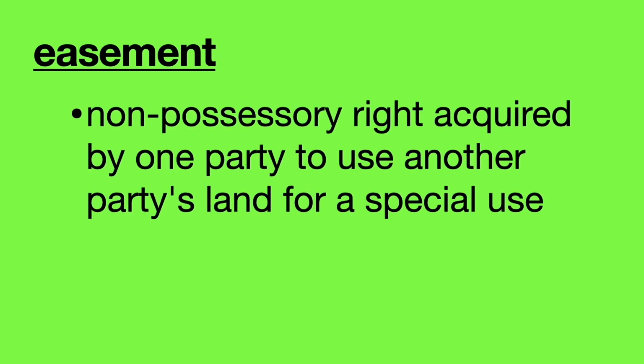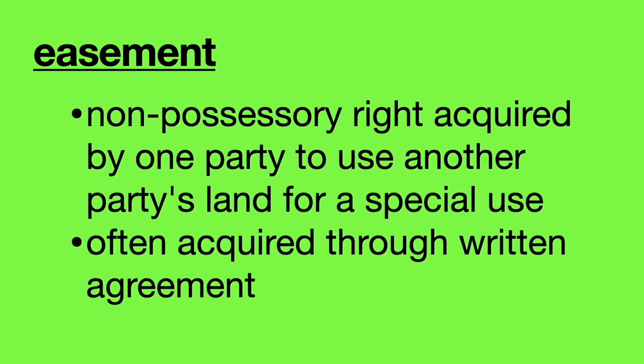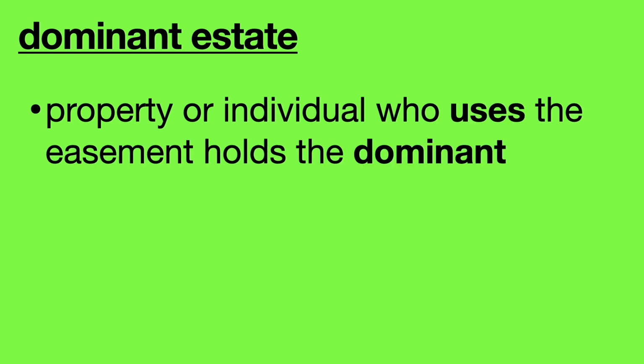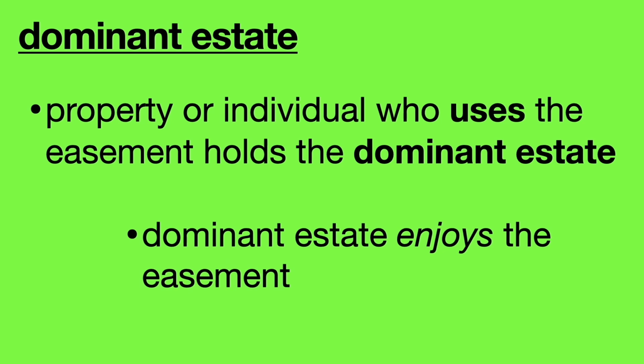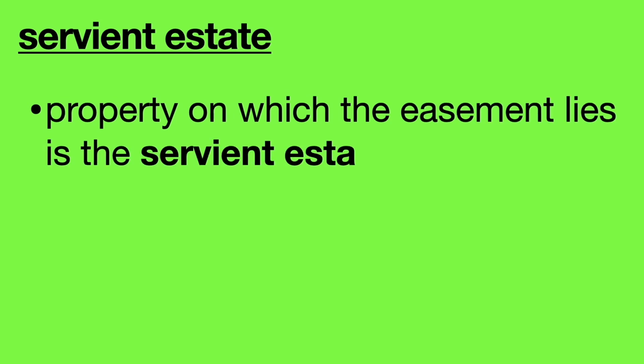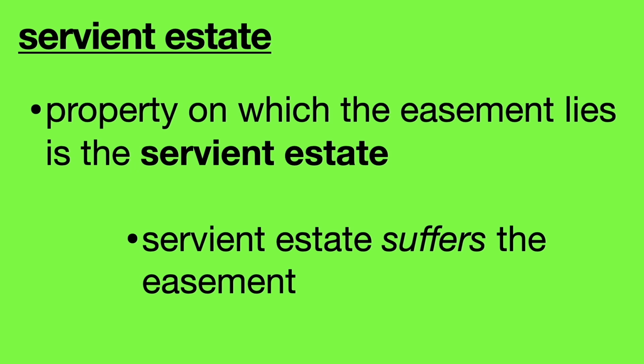Easements and licenses. An easement is a non-possessory right acquired by one party to use another party's land for a special use. These are often acquired through written agreement. The dominant estate: the property or individual who uses the easement holds the dominant estate. It's said that the dominant estate enjoys the easement. The property on which the easement lies is the servient estate. It's said that the servient estate suffers the easement. It's serving the other estate.